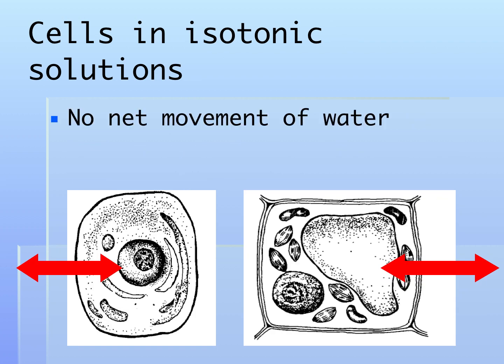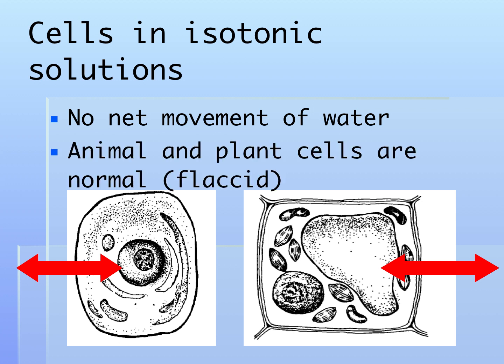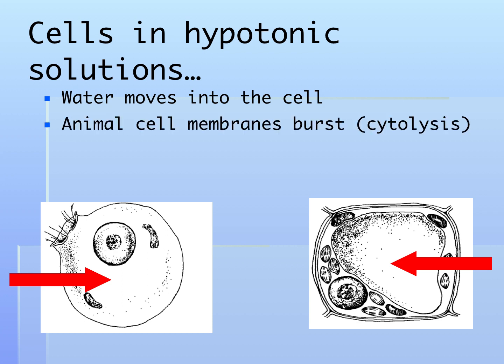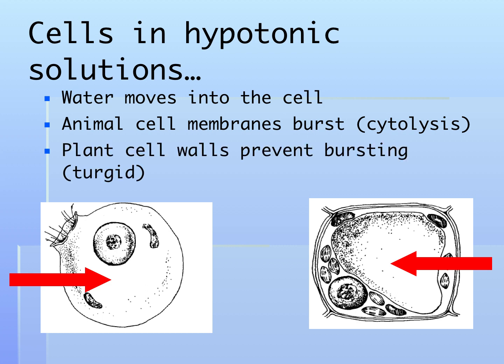In an isotonic solution, there's no net movement of water because the concentrations are the same on both sides of the membrane. This means that animal and plant cells are normal, or another word for this is that they are flaccid. Now, in hypotonic solutions, we have water moving inside the cell. In this case, we have more solute inside the cell than outside the cell, so water moves in to try to maintain that equilibrium. And if too much water moves in, animal cell membranes can actually burst, but plant cell membranes will not burst because they have the cell walls that will prevent that from happening.